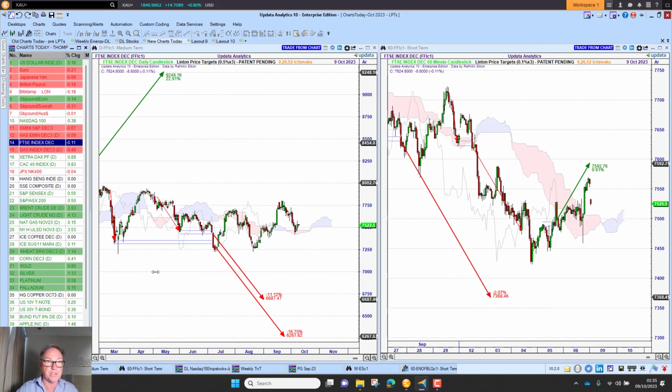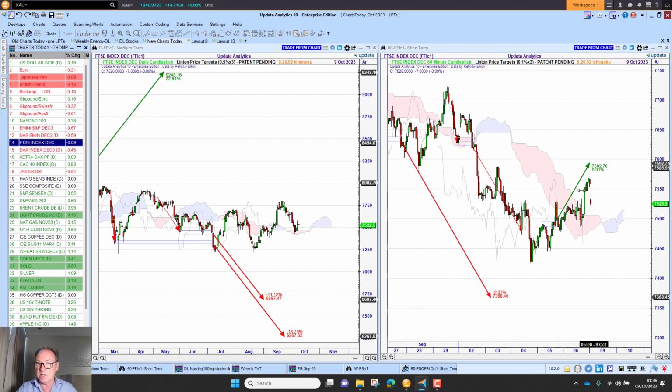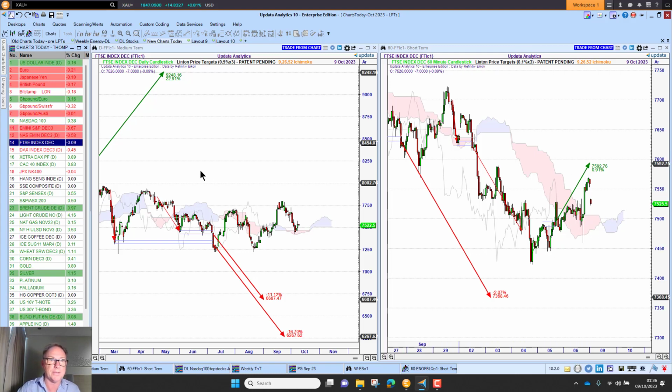Looking at the FTSE Future, we see here really clear downside targets on the daily. Notice how this target was given back here in September. It took a little bit longer to get there. We do have a little upside target, but we are still below the cloud on the lagging line, so not looking great.